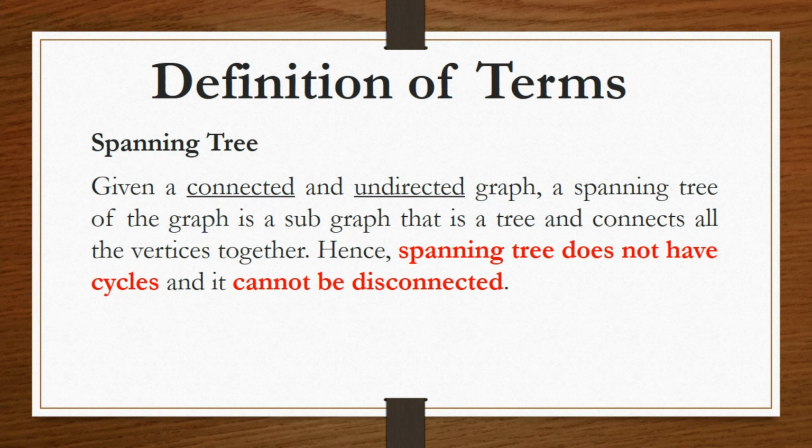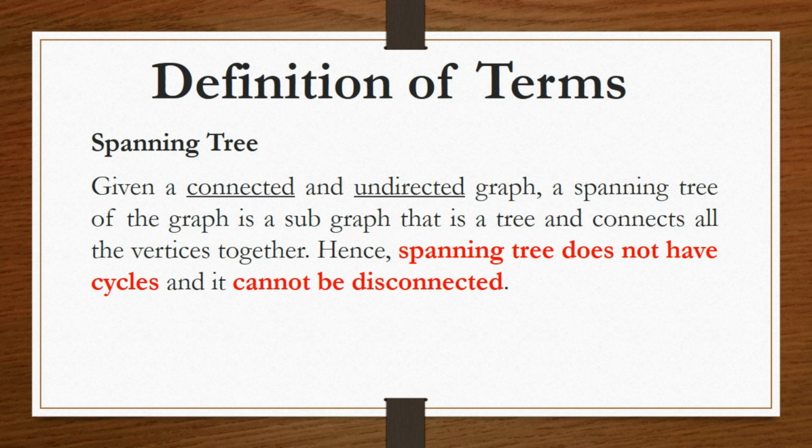When we say spanning tree, given a connected and undirected graph, a spanning tree of the graph is a subgraph that is a tree and connects all the vertices together. So what do we mean by connected and undirected? Connected means always keep in touch, or yung tinatawag natin sa Tagalog na hindi putol-putol. And when we say undirected graph, it is something that is unexpected. Kumbaga, hindi natin alam kung ano yung mangyayari sa graph after we solve it using spanning tree.